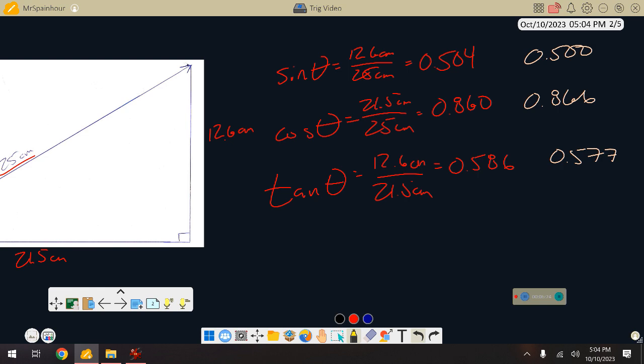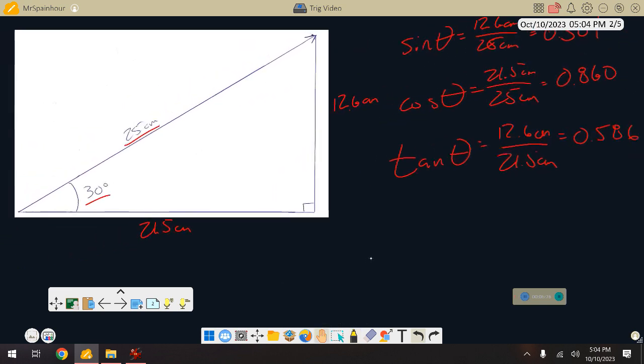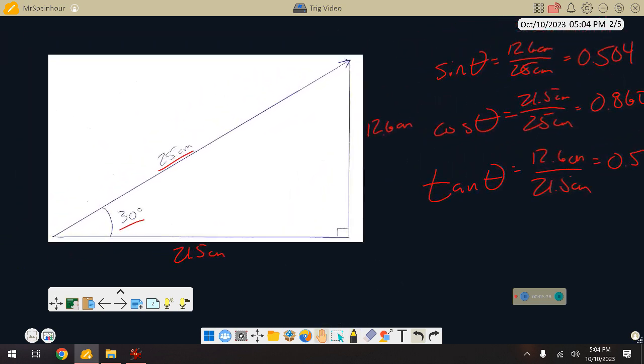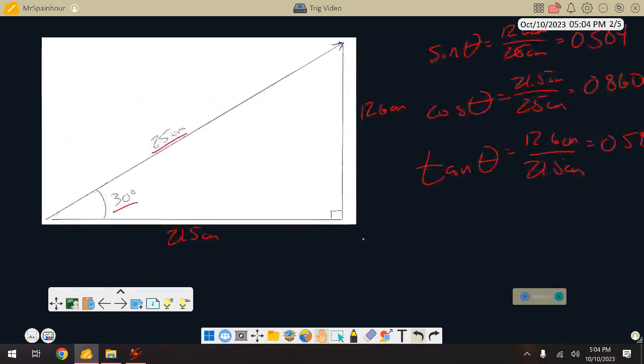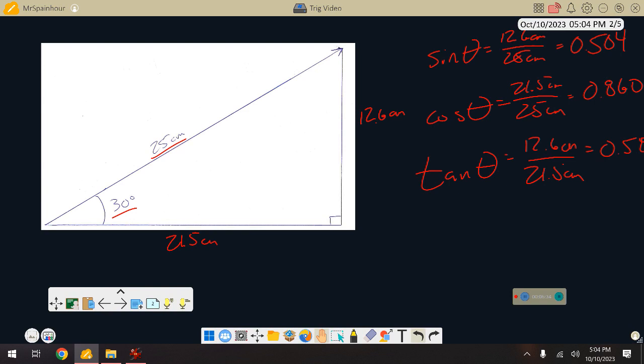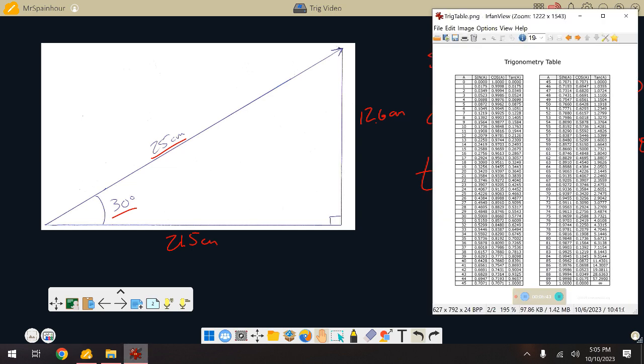Now, all right, great, Spainhour. Why did you do all this? Well, this is how they determined these ratios. When I was in high school, when I punched in cosine of 30 degrees into my calculator, I thought some fancy math was happening. All that was really happening was this old school style of using a trigonometry table.